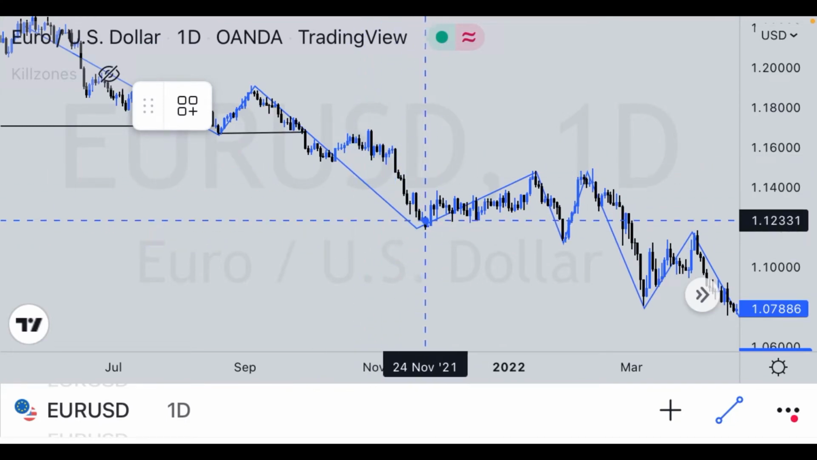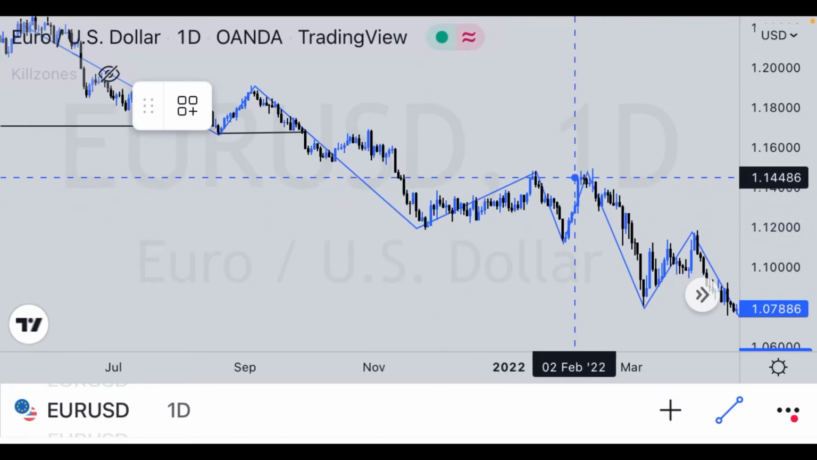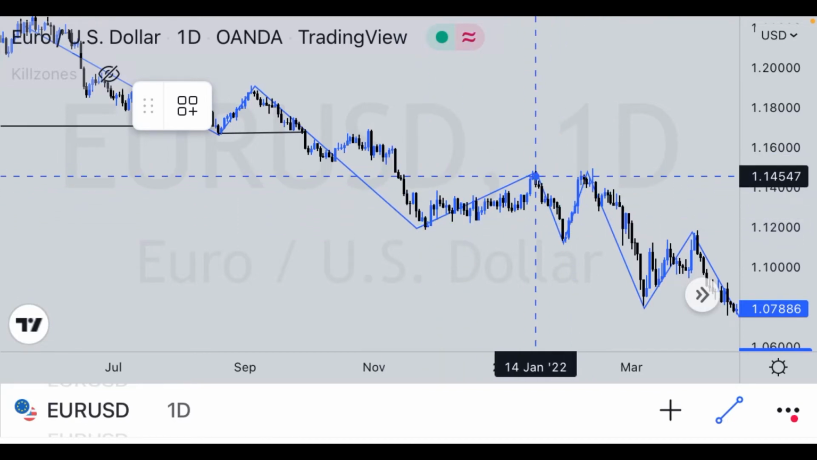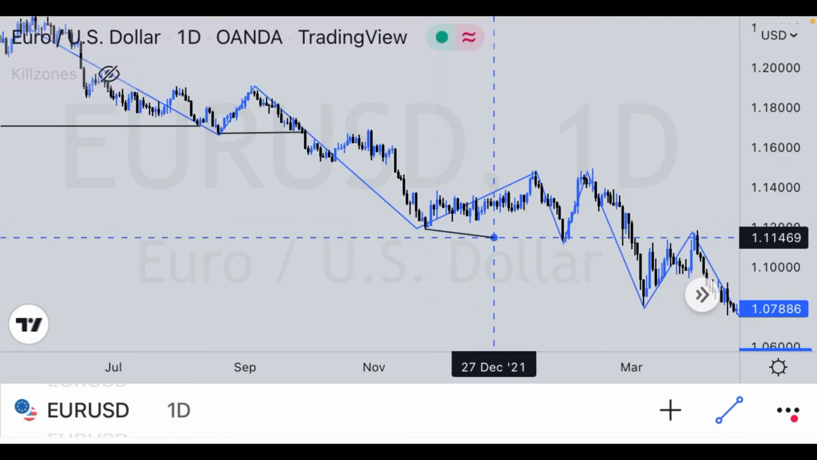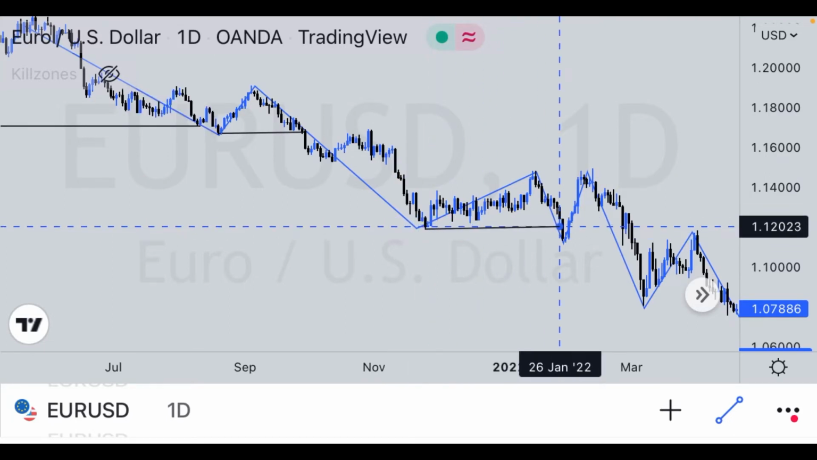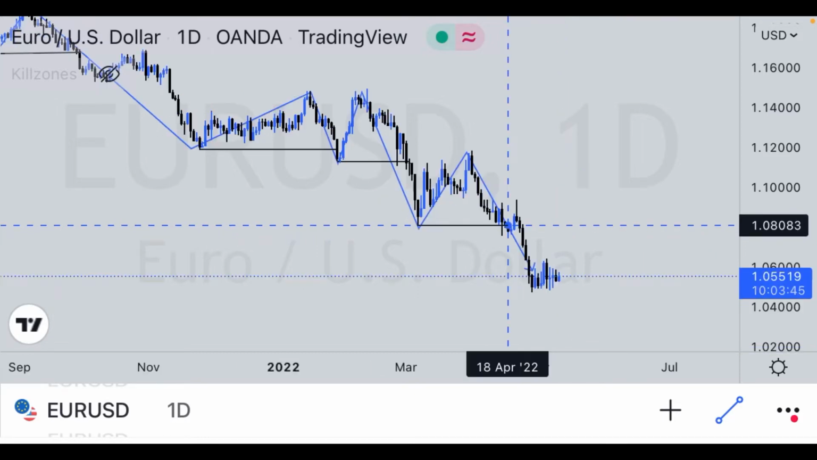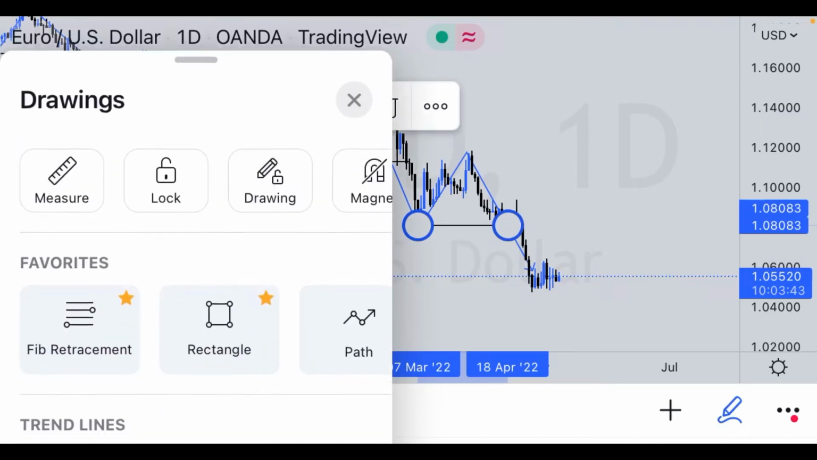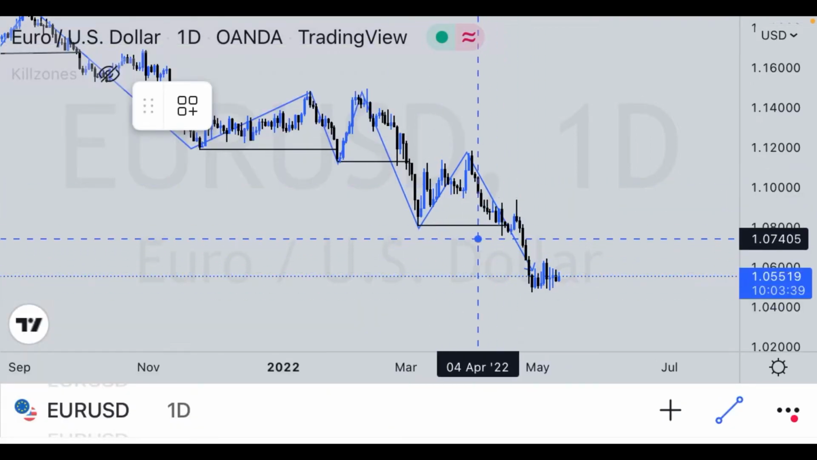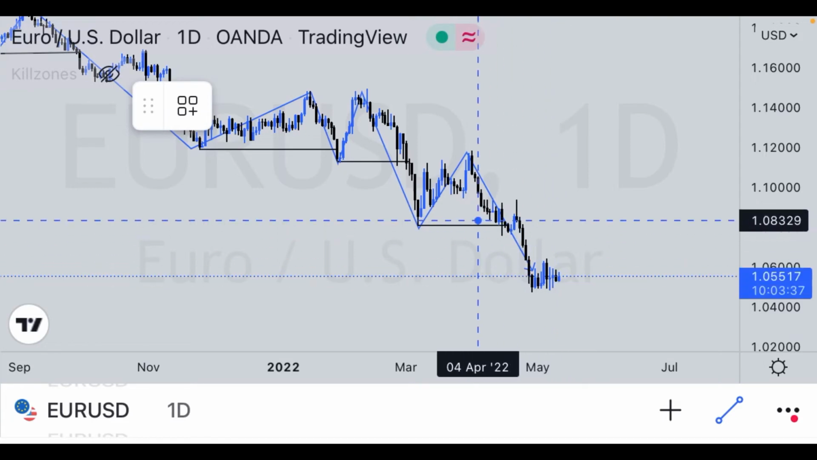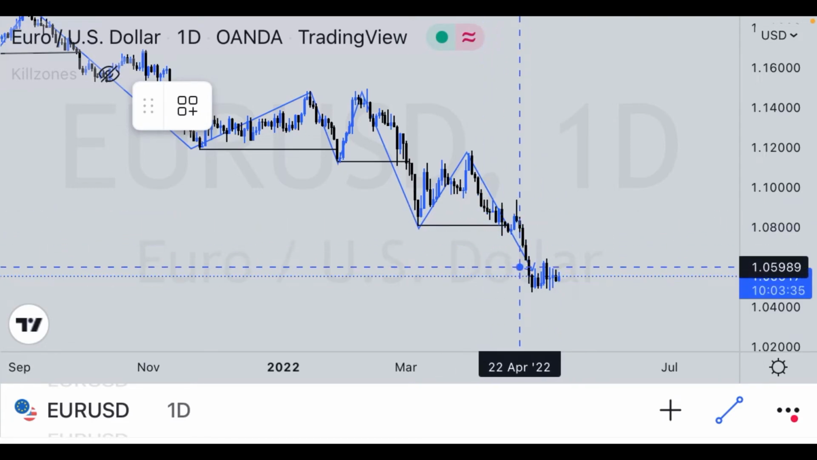Why do we consider this a lower low? Because the market created a lower high again. Then this is your last low. Here is your last low. Guys, you can see this is the last low we had on Euro USD, and here you can see the market has already broken it.